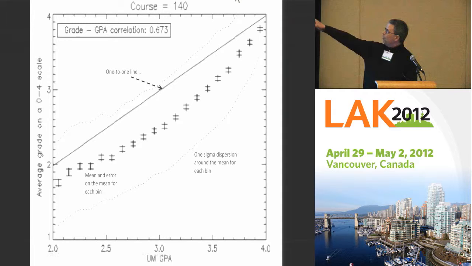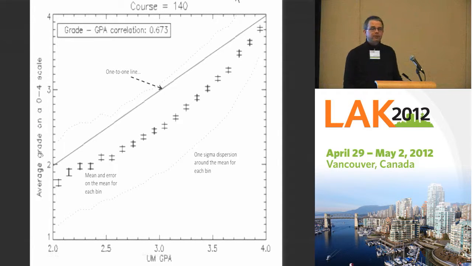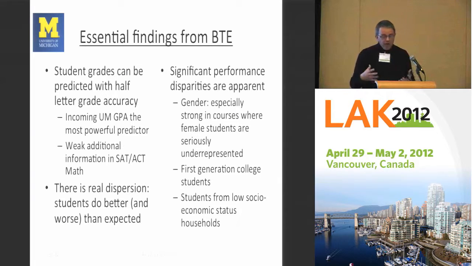Also shown on there is a one-to-one line. If students in their introductory physics course got the same grades that they get in their other courses, they would lie on that one-to-one line. You can see that physics departments, ours at least, give out grades that are lower than is typical for other courses on campus. Okay, another thing that we discovered when we looked at this, in addition to seeing that there's real dispersion and wanting to explore it, is that there are performance disparities, particularly along lines of gender and along first generation and low socioeconomic status levels.